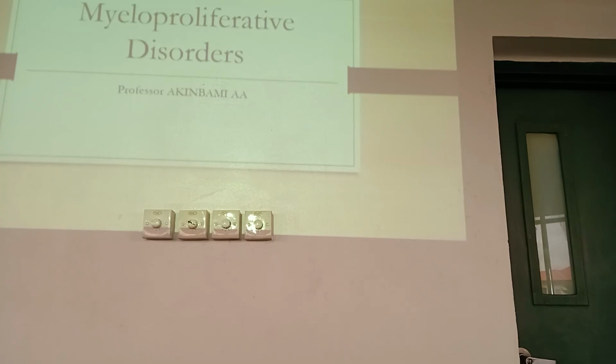Similarly, if it's affecting the platelets, the normal platelet count can be between 150 to 400. You now have an individual with a platelet count of 600,000, 700,000, 800,000, 900,000, 1,000,000, 1.2 million platelet count. You do a full blood count, you see 1.2 million.